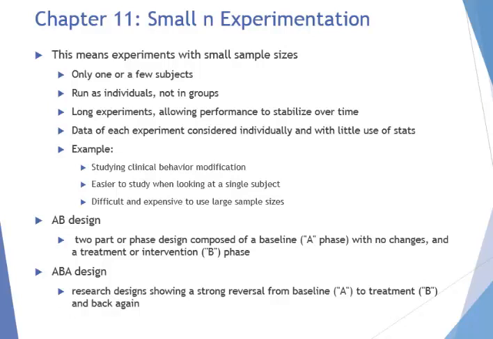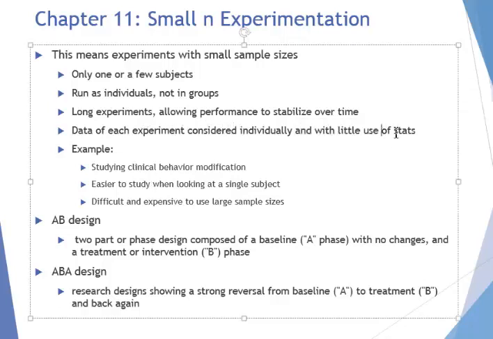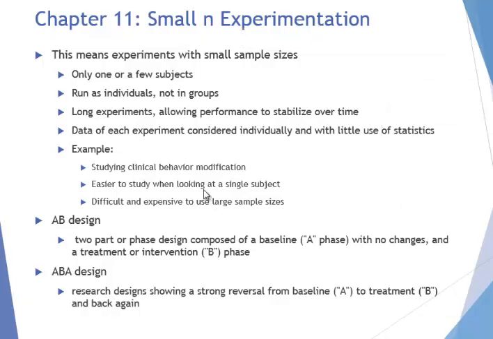But if you're going to do an experiment to determine how something happens over time, and it's going to take 15 or 20 years, you're probably not going to get 1,000 people to volunteer to run their lives for 15 or 20 years with an experimenter following them around. So you may have to use one individual or just a few individuals. The data of each experiment is considered individually and with little use of statistics because there are so few people being tested. Examples would be where you're studying behavior modification. It could take months for something to manifest itself.